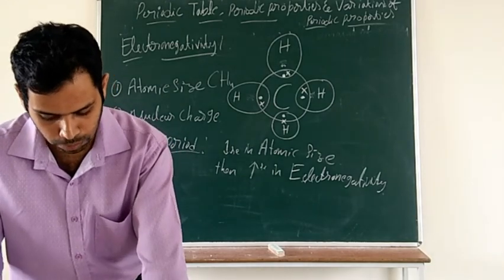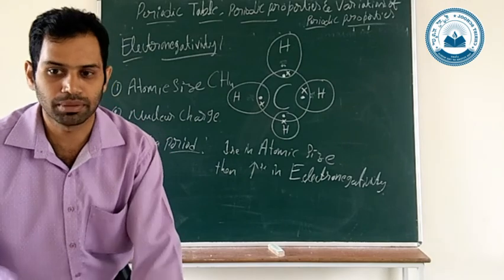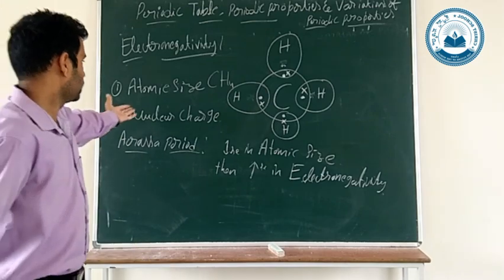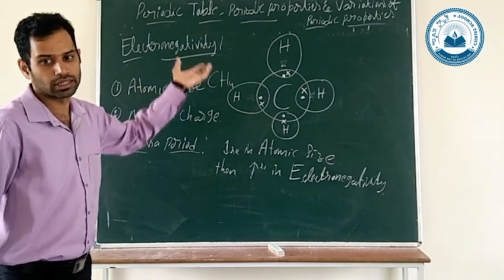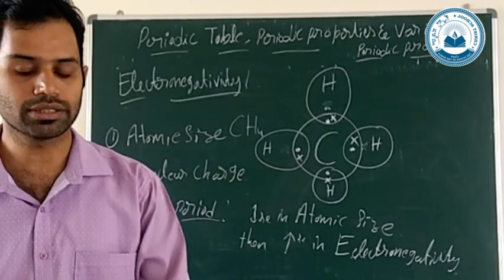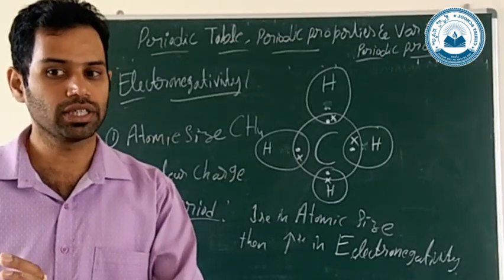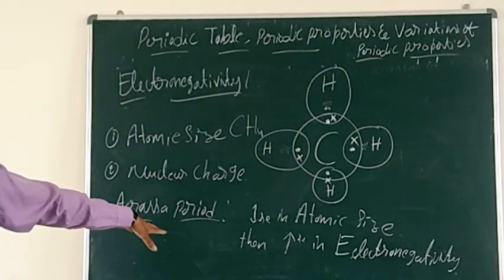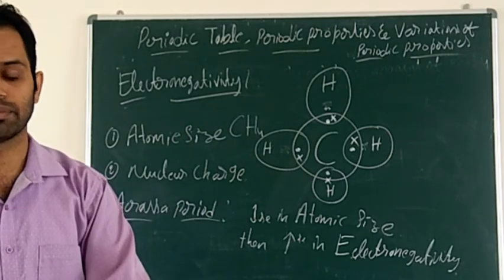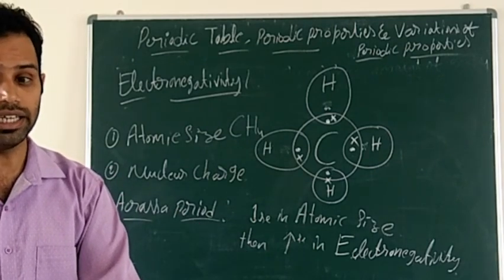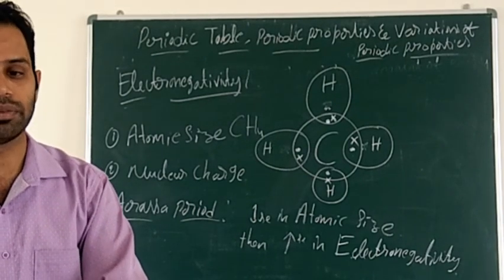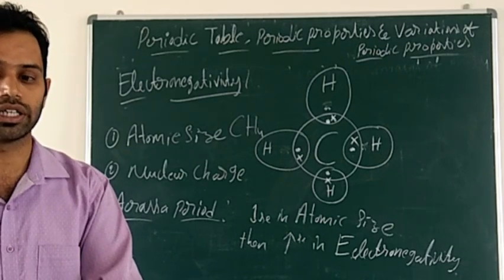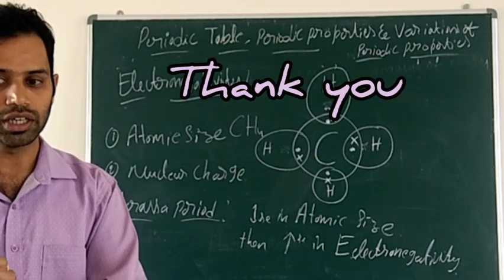And next, down the group. Down the group, as we already know, atomic size will be more. As I told, in these factors, if atomic size is more, then electronegativity will be less. So down the group electronegativity decreases because of the increase in atomic size. The electronegativity value goes on decreasing down the group. Clear?